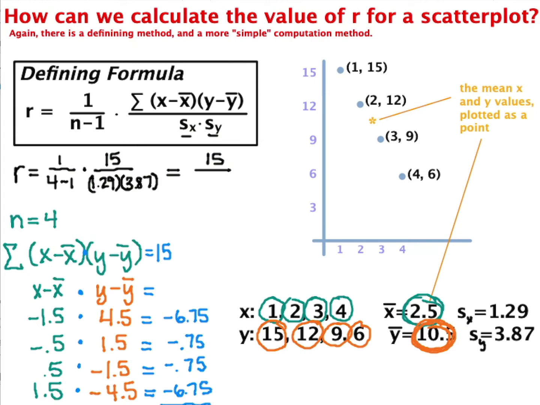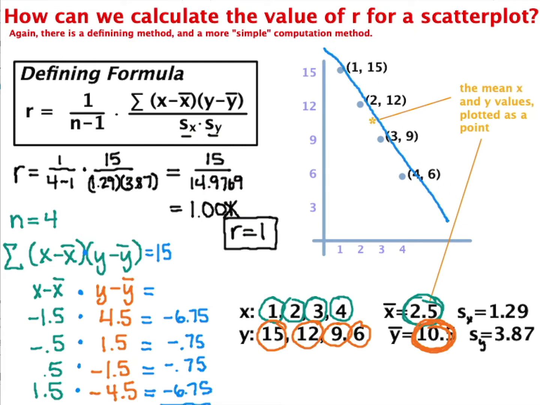Comes out to 15 over 14.9769, which is 1.001. And technically our correlation coefficient should never be above 1. I'm thinking that that was just a correlation coefficient of 1, which tells me I made a mistake, because I was expecting that to be a negative r value. So what did I mess up?